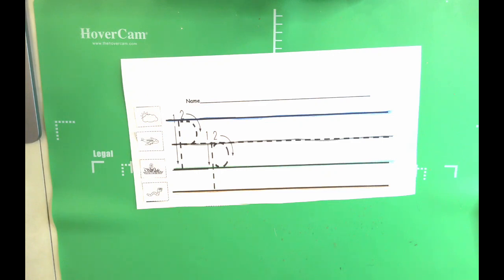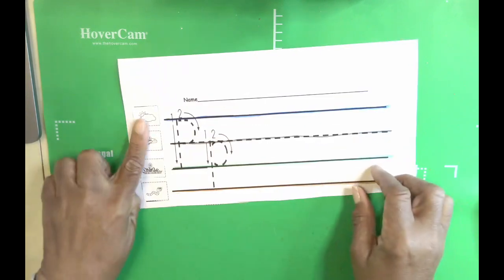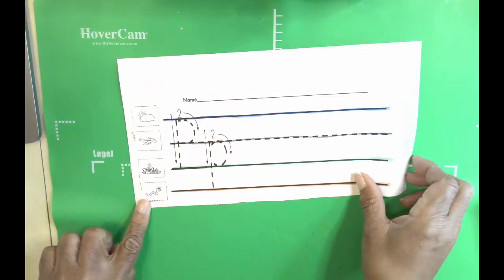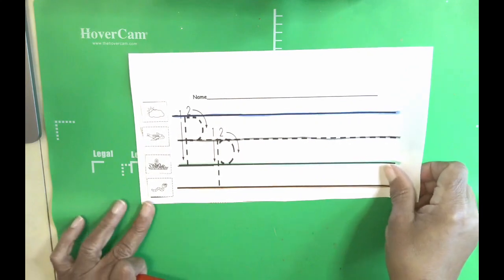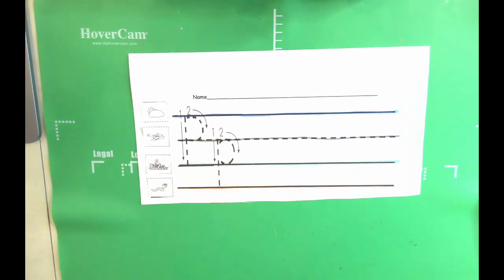Now what we're going to do, boys and girls, we're going to leave our coloring for last. We're going to take our pencils and we're going to look at our picture. What letter is this, boys and girls? P. That's correct, P. What sound does the letter P make? P. Not puh. P.